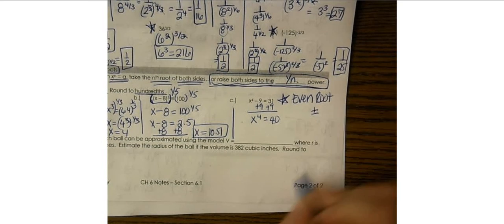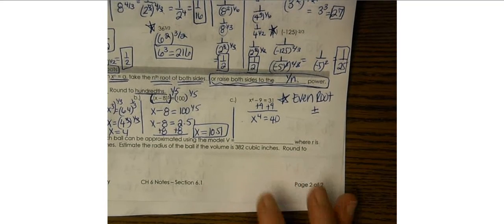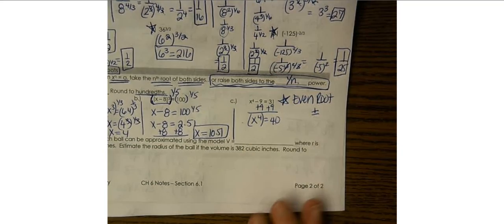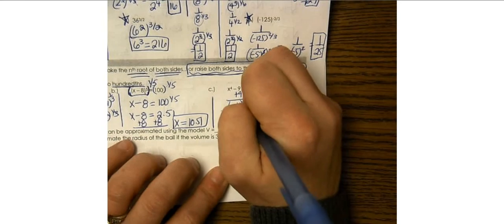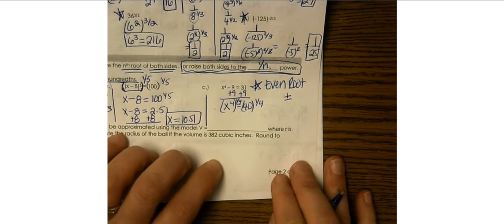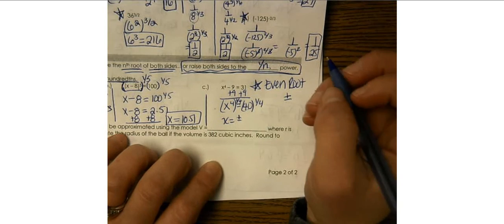One approach is to take the 4th root of both sides, but we now know that we can raise both sides to the 1/4 power. And when you put 40 to the 1/4 power into your calculator, you're going to end up with x equals plus or minus 2.51. And that is your answer.